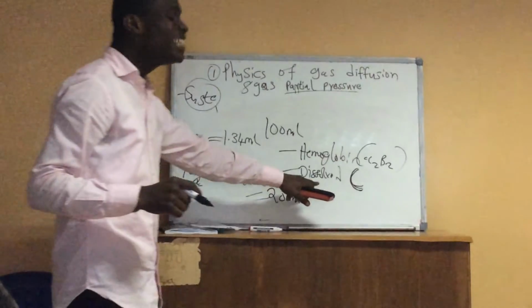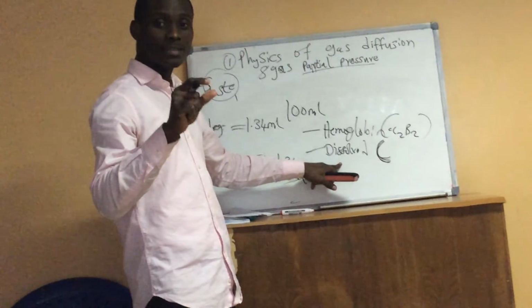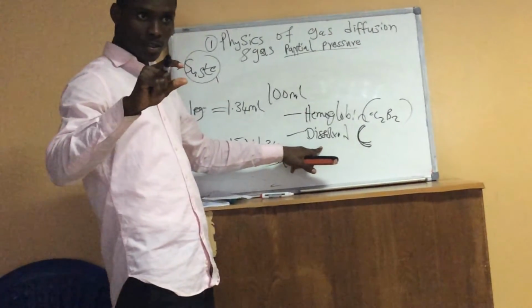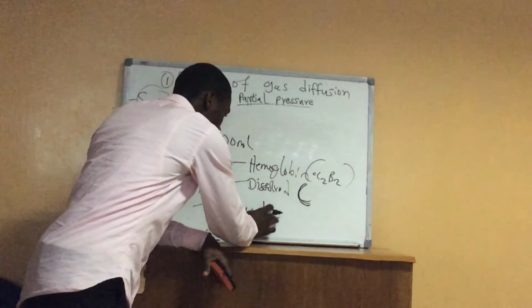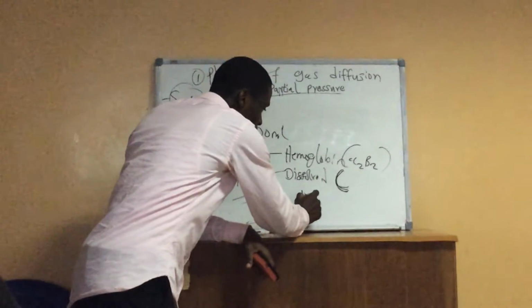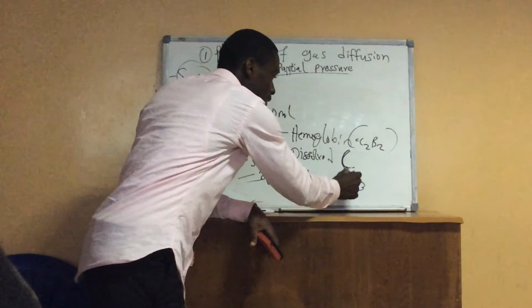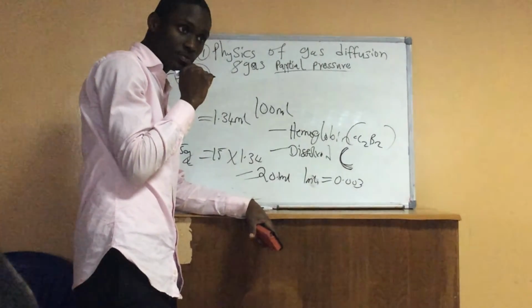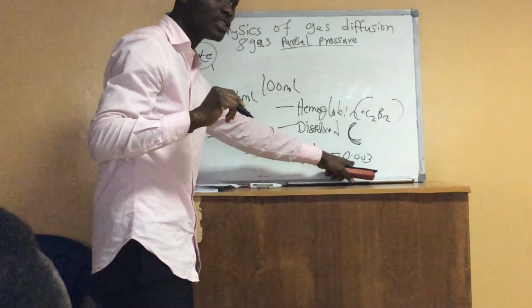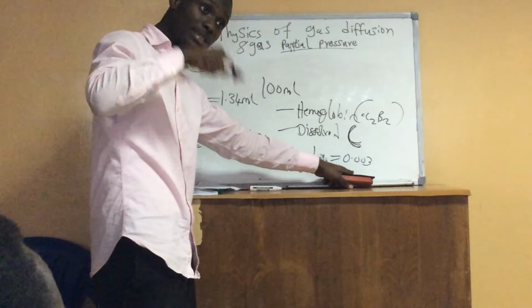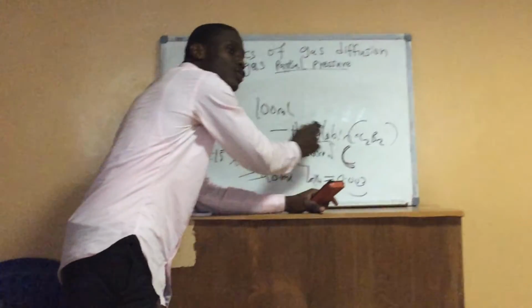About 20.1. Now, in dissolved form, oxygen does not dissolve completely. Oxygen loosely dissolves. So in 1 milliliter of blood, oxygen dissolution is about 0.003. You know, dissolved form doesn't have anything to do with hemoglobin.